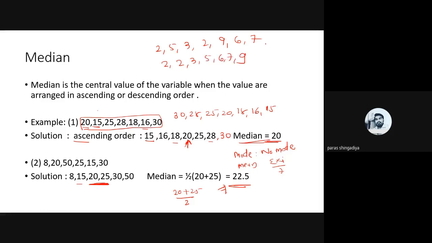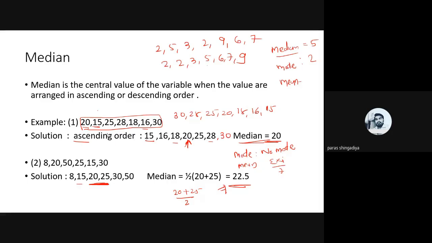Now let's take the median first. Median is equal to the central term, and here the central term is 5, so median is equal to 5. Now for mode, which number is repeated here? 2 is repeated 2 times, so the mode of this data is 2. Clear? And then we can check the mean also: take the sum of this data divided by the total number of data, that is 7.